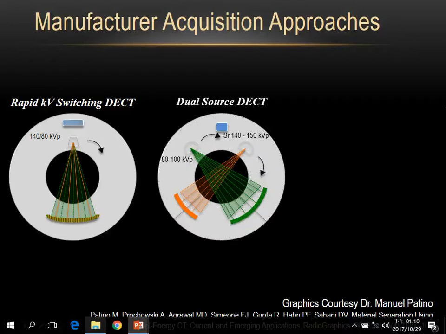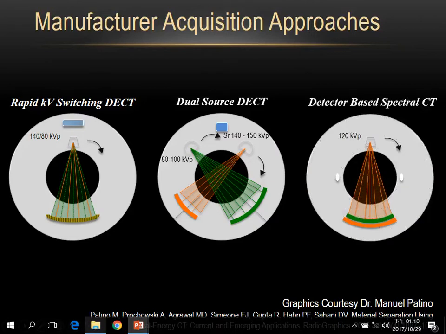This is the Siemens approach. This is their dual source approach. In this machine, we essentially have two CT machines packed into one CT gantry. So we have two X-ray tubes, one operating at low kV, the other operating at high kV. Each of these has a matching detector array, and so we simultaneously acquire the low energy and the high energy information, and in this way we have what we need for dual energy CT.